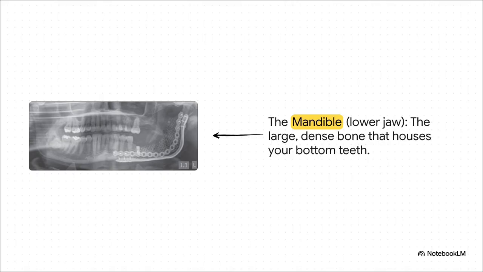And you absolutely cannot miss the biggest player in the bottom half of this picture, the mandible. That's your lower jaw. This big U-shaped bone is the foundation for all of your bottom teeth. And as you can see, it's a really solid, very radiopaque structure.